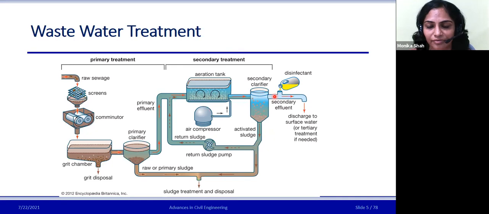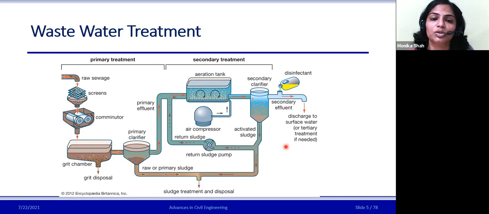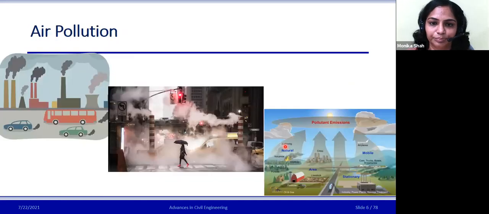After the secondary clarifier, if some impurities or other objectionable things are still present, we have to go for tertiary treatment based on the impurities available. Otherwise, simple disinfection is enough to discharge the water into the surface water. When we discharge it into the surface water, it should be in a state where it does not harm the aquatic life present there.